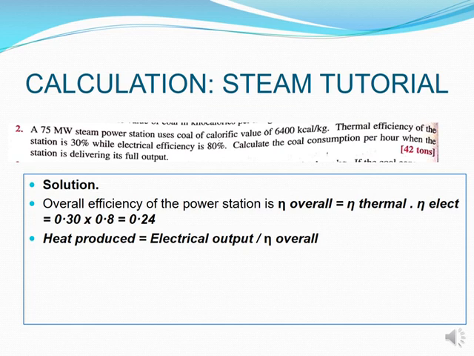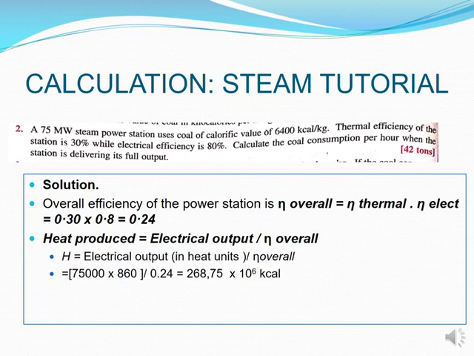So firstly, we've got to calculate our overall efficiency, which we know should be equal to our thermal efficiency multiplied by our electrical efficiency. So that's 0.3 times 0.8, and it gives us 0.24. Then the heat produced, we know, is going to be equal to our electrical output of the station divided by our overall efficiency. So if you now go into the last line that you see on the slide, that basically gives us 75,000. Remember, it's 75,000 kilowatts. That's why 75 megawatts is the same as 75,000 kilowatts.